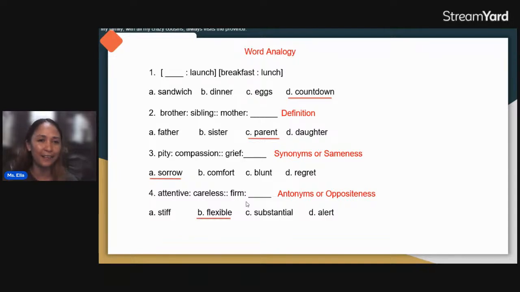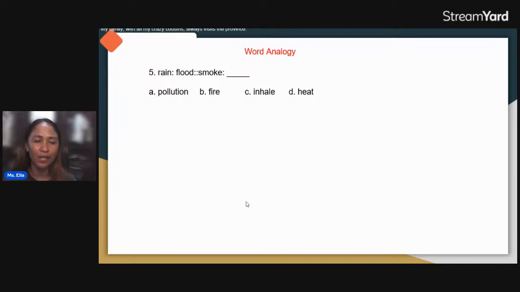Very good. Okay, how about for number five? We have here rain to flood and smoke to blank. Again, rain to flood, smoke to blank.